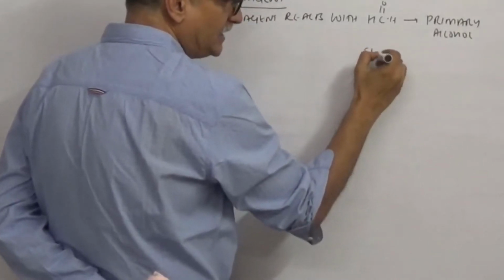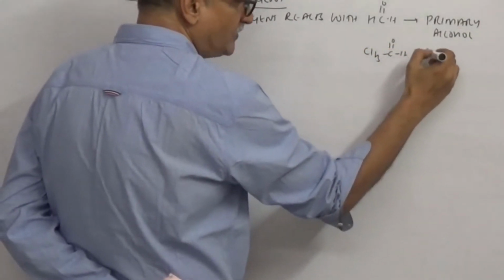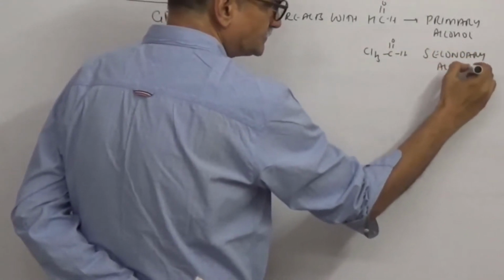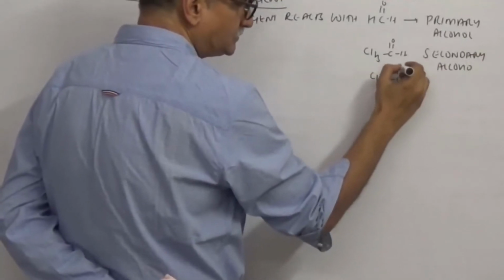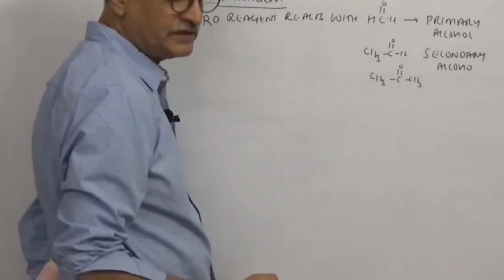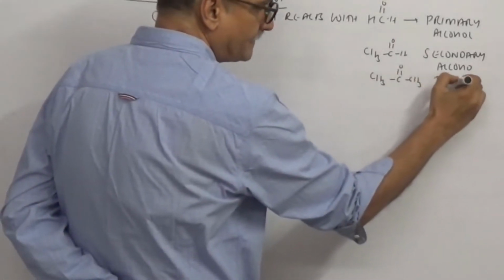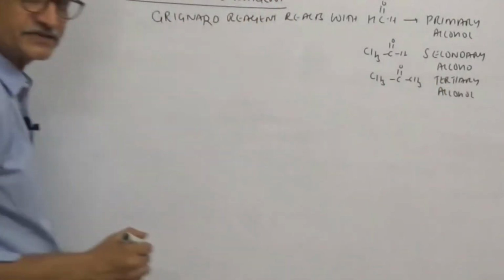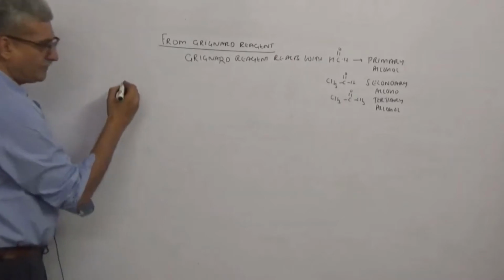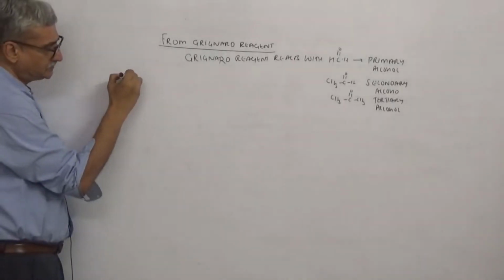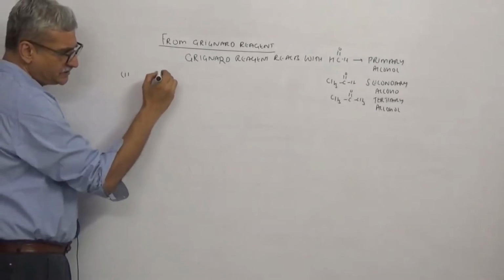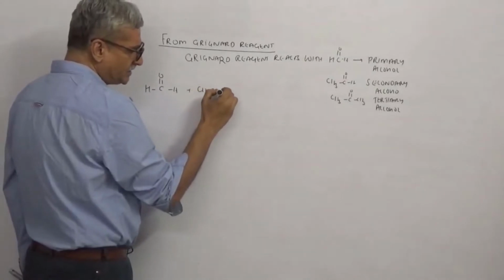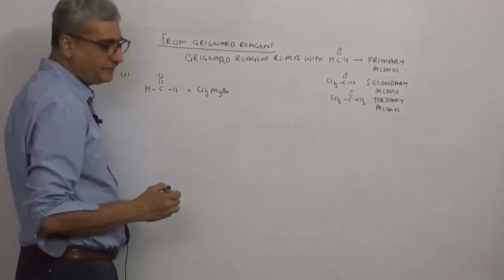With any other aldehyde, it forms a secondary alcohol. With a ketone, any ketone for that matter, it forms a tertiary alcohol. So this is what we are talking about. We look at each one of the reactions. First is with formaldehyde. You have HCHO reacting with CH3MgBr, methyl magnesium bromide.